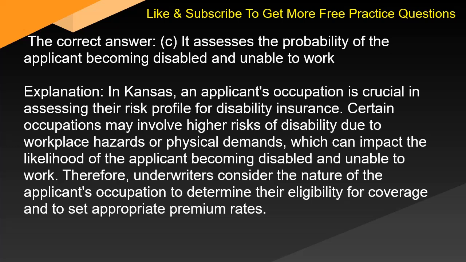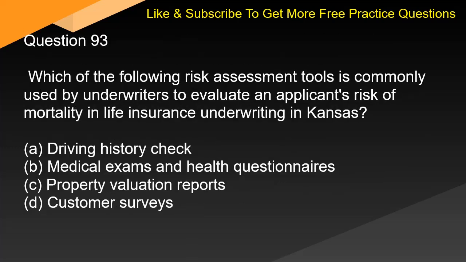Therefore, underwriters consider the nature of the applicant's occupation to determine their eligibility for coverage and to set appropriate premium rates. Question 93. Which of the following risk assessment tools is commonly used by underwriters to evaluate an applicant's risk of mortality in life insurance underwriting in Kansas?